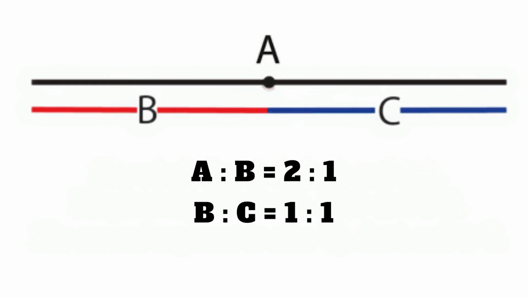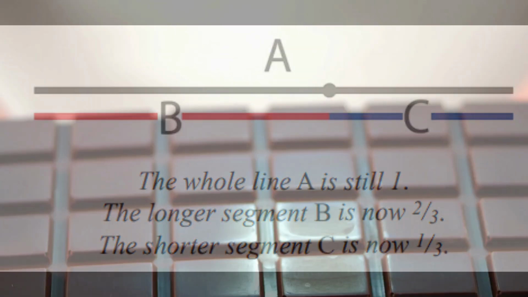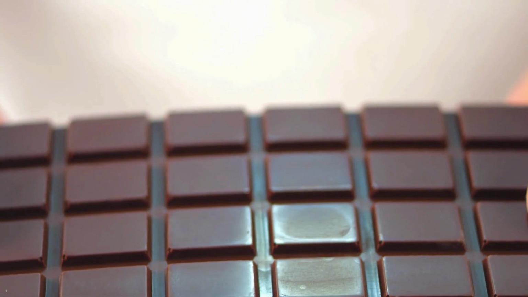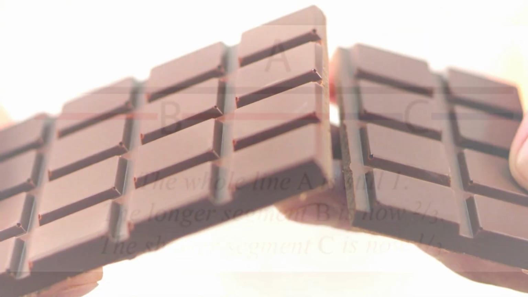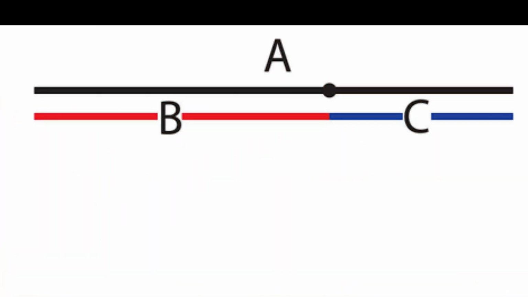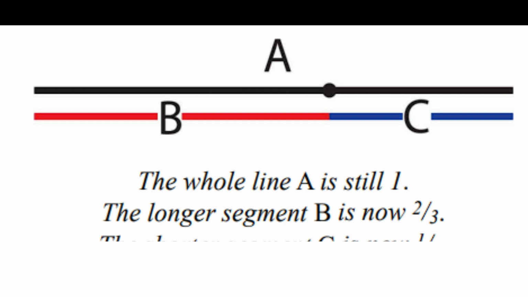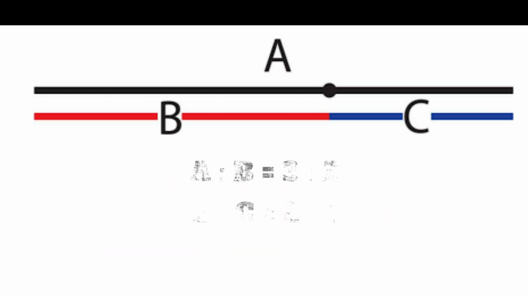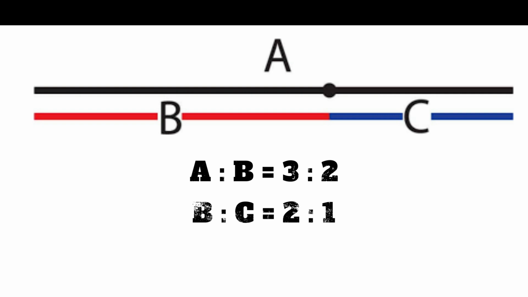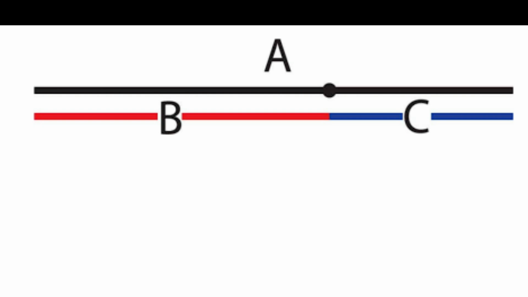Now, let's divide that line again, but this time, imagine it as a chocolate bar that we're sharing. If I give you 2/3 of the chocolate, which we'll call B, and I keep the remaining 1/3, which we'll call C, the whole chocolate bar, which we'll call A, is still 1. In this scenario, the longer segment B is now 2/3, and the shorter segment C is now 1/3. The ratio of A to B is now 1 to 2/3, which is equivalent to 3/2. And the ratio of B to C is 2/3 to 1/3, which is equivalent to 2/1.